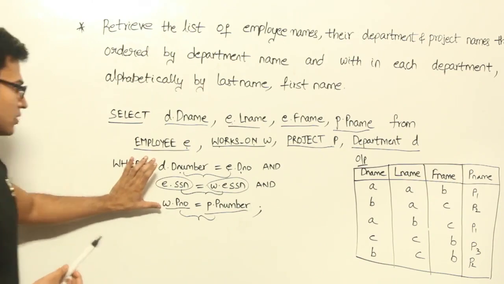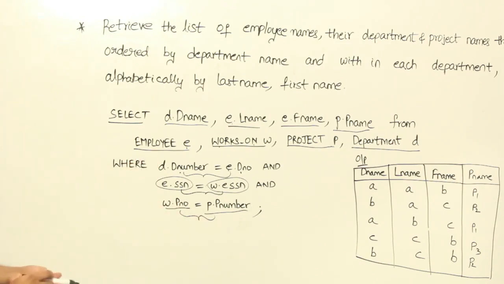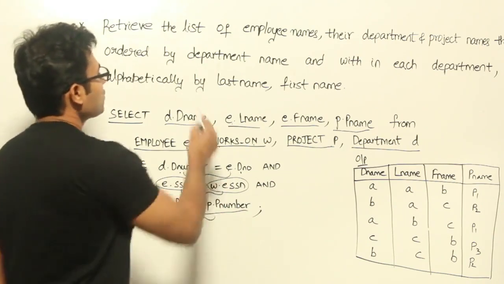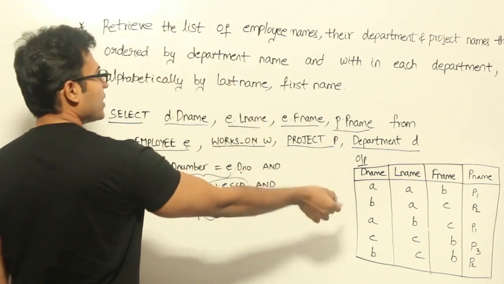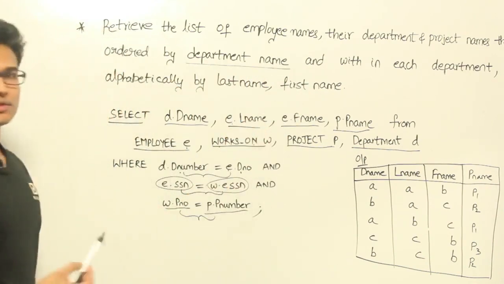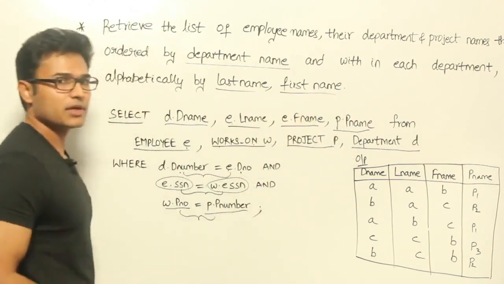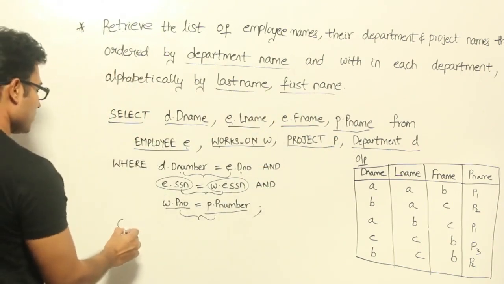So anyway, this is not what our intention is. Our intention is to find out how to write the order by. Now if you see this, they are asking us to order the result by department name, and within each department we have to order them by last name and first name. Got it? Therefore we are going to write order by.